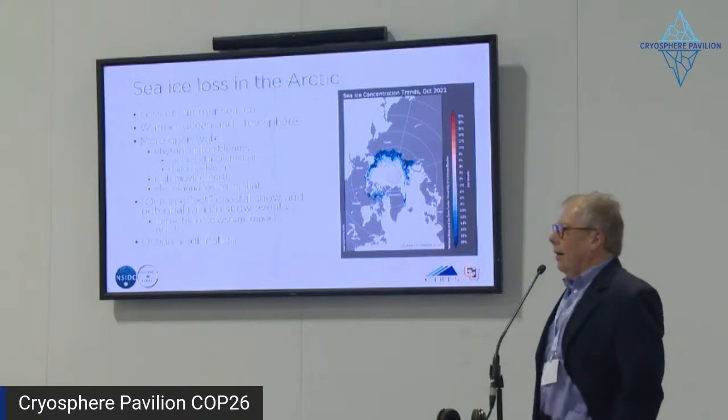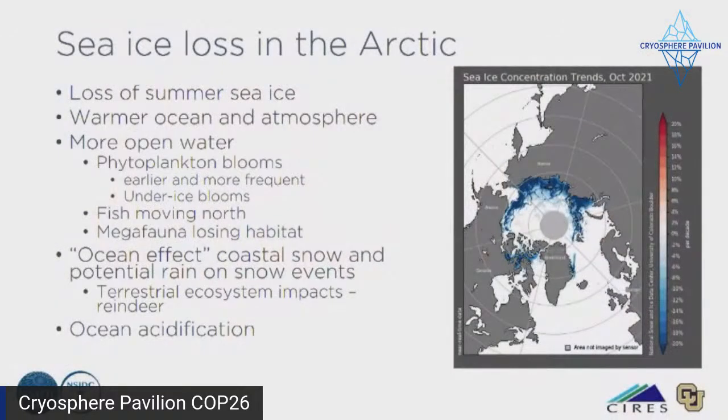So sea ice loss in the Arctic, as is well known. We've lost the summer sea ice. It's melting out earlier, and then it's freezing up later. This is October, showing the really large trends we see with open water lasting well into the autumn, and even in towards the winter.